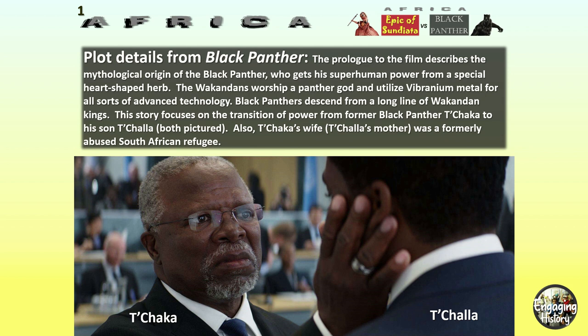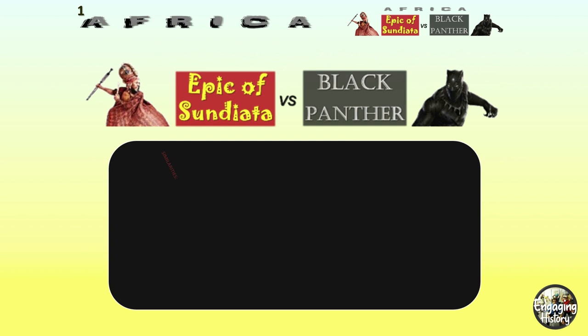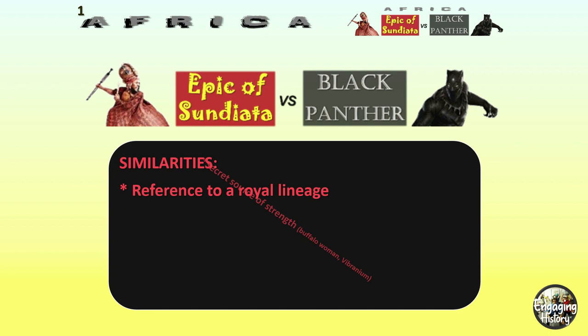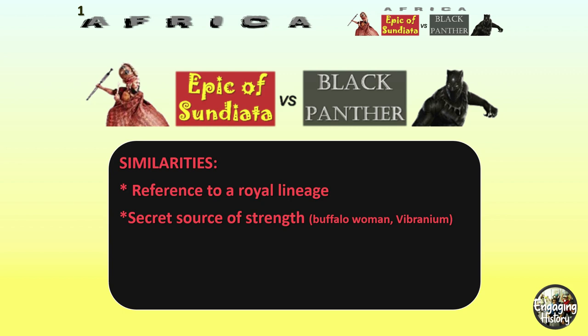At this point, you might ask students to compare the two stories side by side, and you can work together to pull out some of these similarities. First, there's a reference to a royal lineage in both stories. There's a secret source of strength. In the story of Sundiata, it's the buffalo woman. In Black Panther, it's vibranium. The mothers of both princes in the story have struggles.